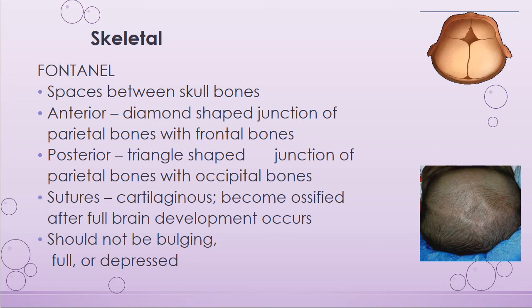Fontanelles are the space between the skull bones. Anterior is the diamond-shaped junction of the parietal bones with the frontal. Posterior is the triangle-shaped junction of the parietal bones. The sutures are cartilaginous. They become ossified after full brain development occurs. You should not see any of the fontanelles bulging. We do not want to see them full, and we do not want to see them depressed.